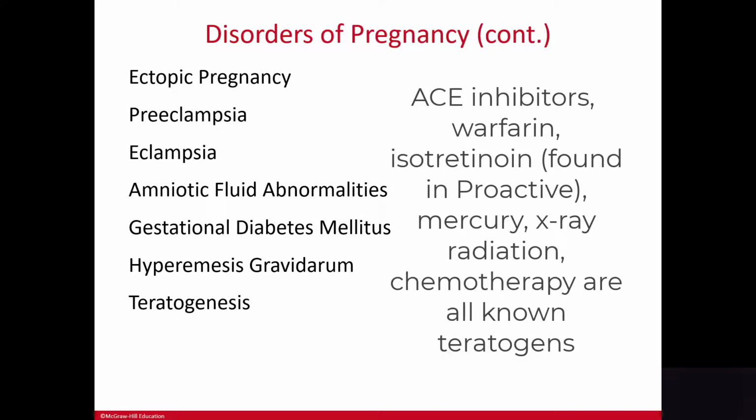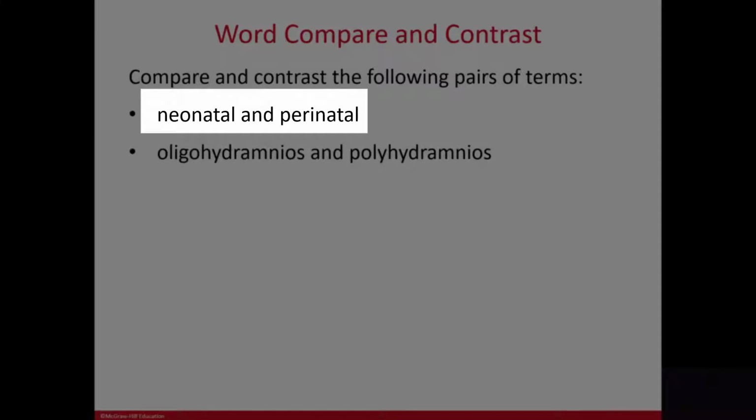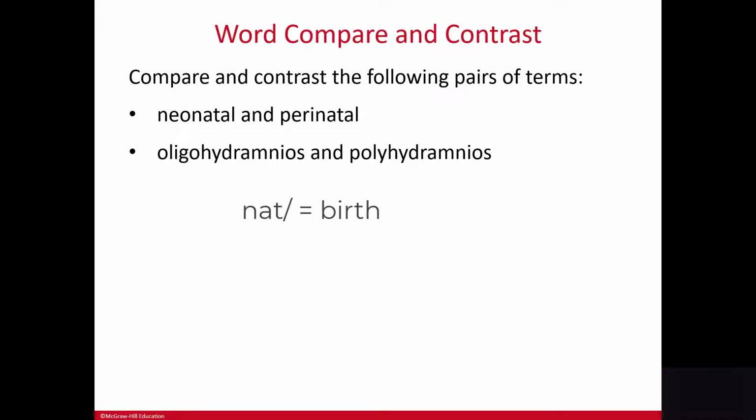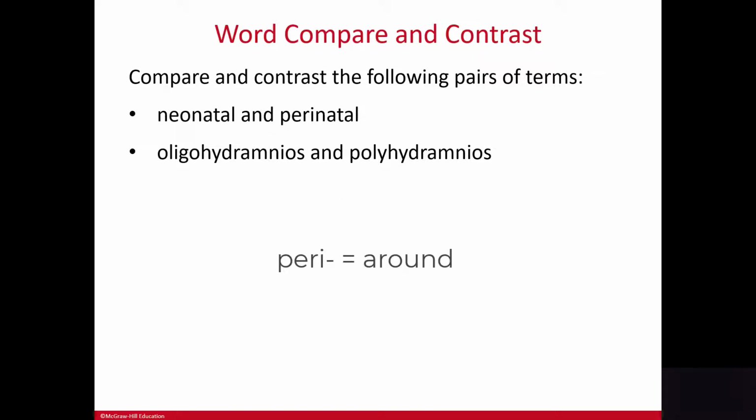costs by pregnant women. Okay, so here's some more word analysis, words to compare and contrast. Neonatal and perinatal. The word nate refers to birth. The prefix neo means new, so neonatal we use to refer to the newborn or the first 30 days after birth. The prefix peri means around, so perinatal simply means around the time of birth. And usually this is the week before, maybe the week after childbirth, but there's no definite time period for this. It's just around the time of birth.